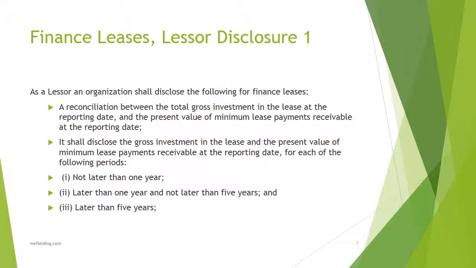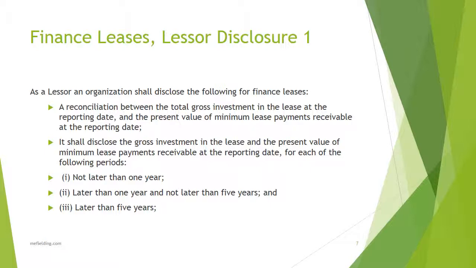So notice what it wants here. It wants a reconciliation between the total gross investment in the lease at the reporting date and the present value of minimum lease payments receivable at the reporting date. So if we're looking at this at the very start of the lease, those two things should be broadly the same, unless there's anything else that they've included in there, such as admin fees or anything like that. So we get this idea that hopefully the total gross investment at the start of the project and the minimum lease payments will be the same.